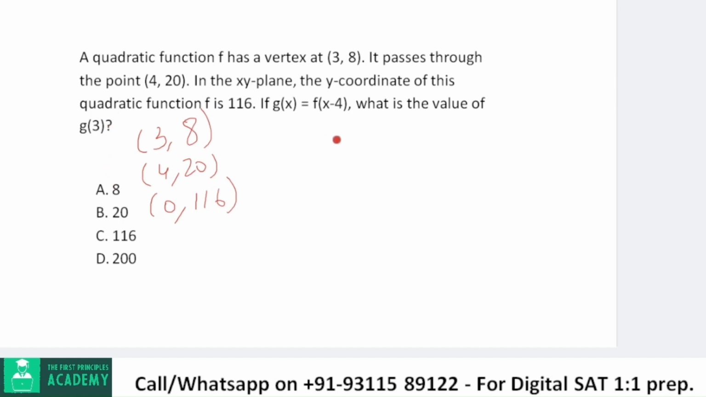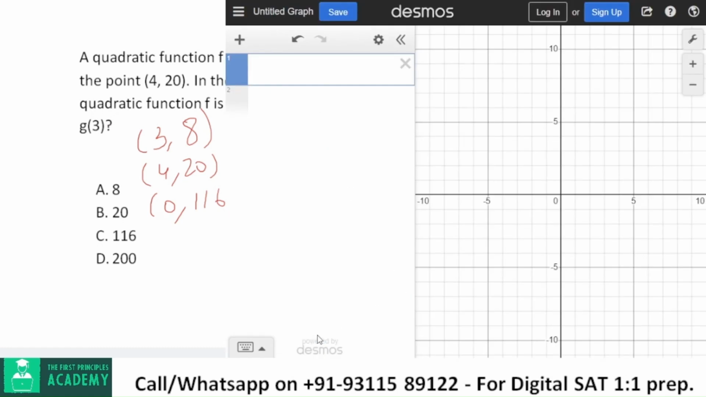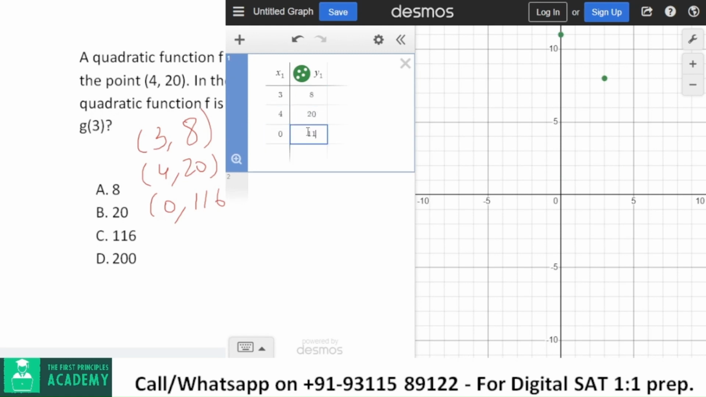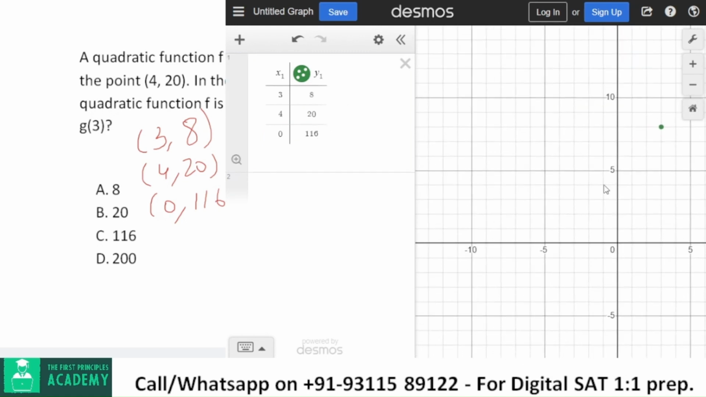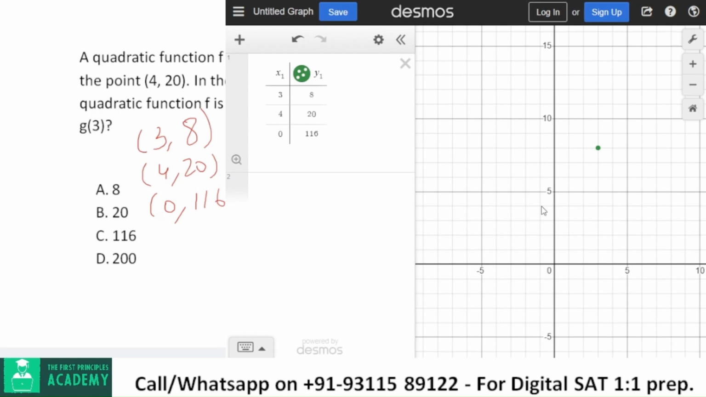Let's try it. Let's bring Desmos up. Okay, let me again go to table, put in these values: 3, 8, 4, 20, 0 and 116. If you notice, these points also start appearing, right? But that's not what we want right away. What we want is to figure out what the quadratic function is.